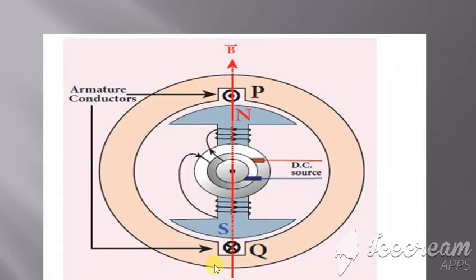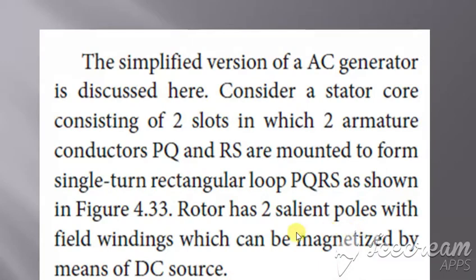Clear? So this is a winding. Here it has armature conductors. See, these are the armature conductors and this is being connected to a DC source. This is a magnetic field. As we have told, these are all the windings and this is a shaft. Now the simplified version of the AC generator is discussed here.